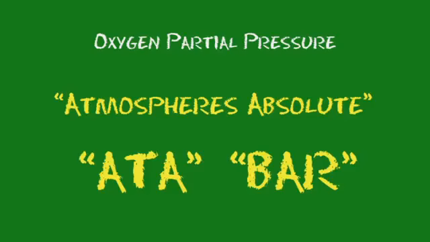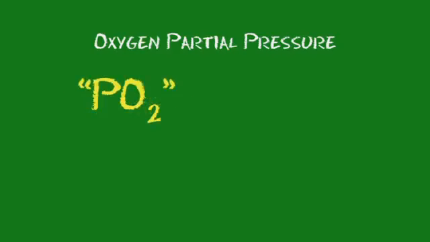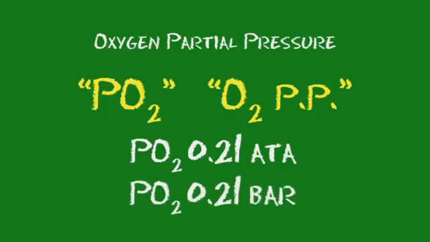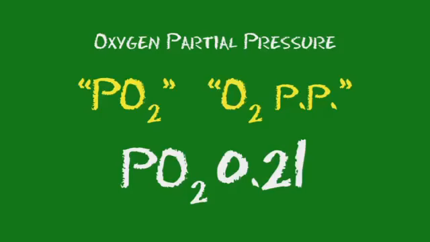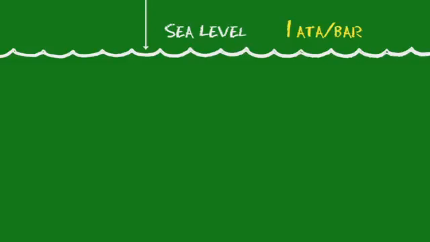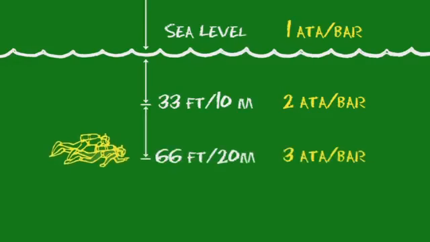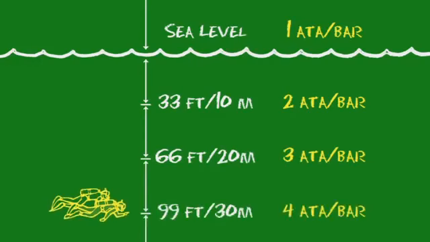Oxygen partial pressure is sometimes abbreviated PO2 or O2PP, as in PO2 0.21 ATA or PO2 0.21 bar. It's common to drop the ATA/bar reference and just say PO2 0.21. In your PADI Open Water Diver course, you learned that an atmosphere or bar is pressure equal to the air pressure at sea level. Underwater, pressure increases 1 bar or atmosphere for each 10 meters or 33 feet we descend.